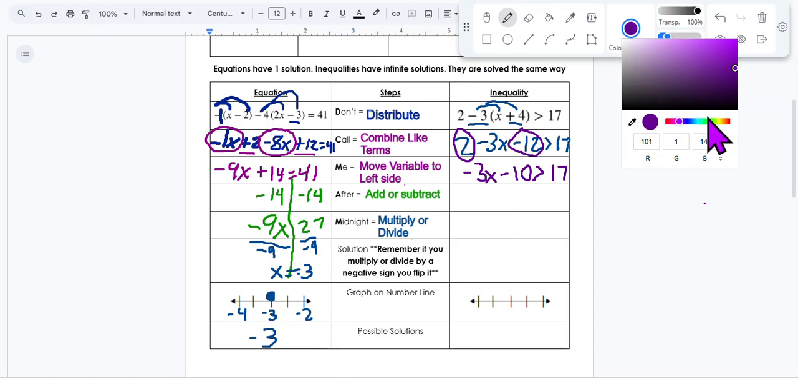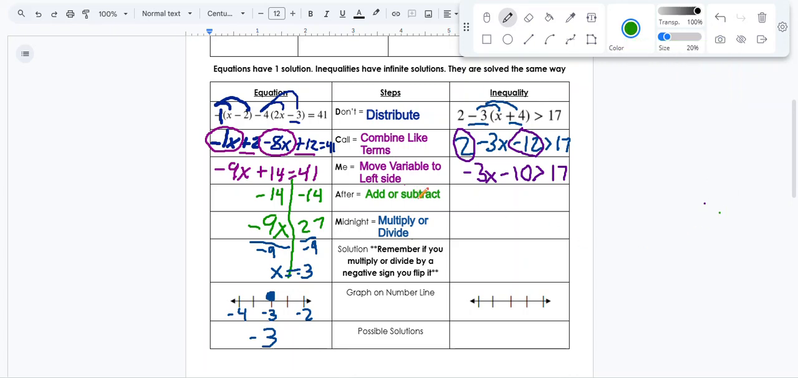All right, but now I'm going to do my add or subtract. I do whatever's happening to the constant, whatever's happening to the number without the variable. So I see it's a minus 10, so I'm going to do a plus 10. So negative 10 and plus 10 would cancel out. That gives me 0. That's what we want. We're going to get rid of that, right? And that's going to leave me with negative 3x here. 17 plus 10 would be 27.